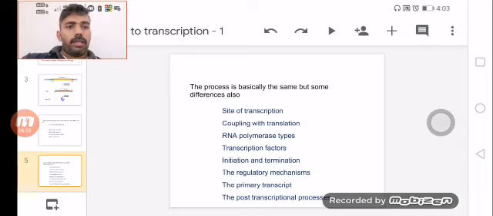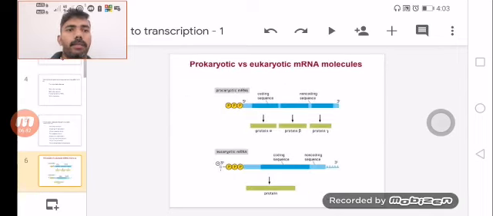Right, we will see what are the differences later. And finally, the post-transcriptional process, which is extensively found in eukaryotic systems, not commonly found in bacteria. Here you can see the difference between the mRNA of prokaryote and eukaryote.